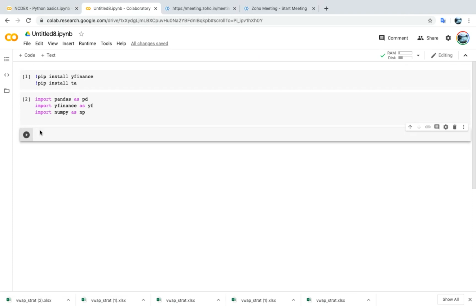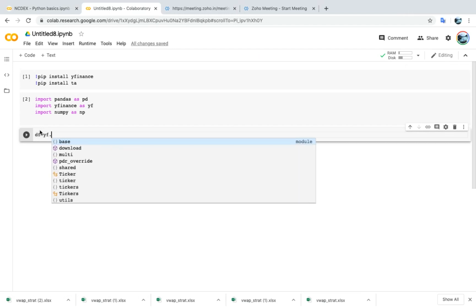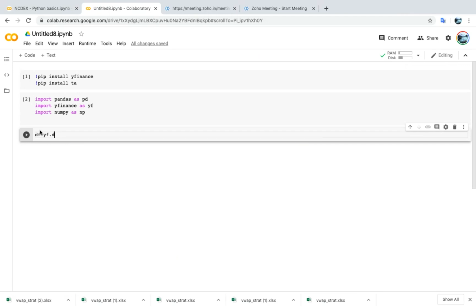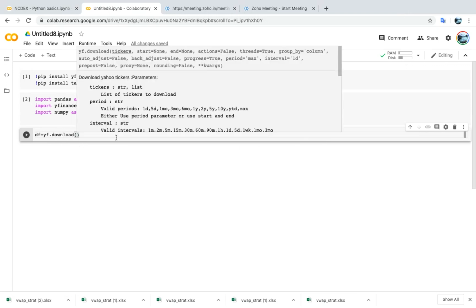Now what is next? We need to import the data. We will take the data again from Yahoo Finance, yf dot. It has a function called download. I hope you remember that. We don't need to remember so many things, because as soon as we put any dot, the environment helps us by showing what functions are available and what attributes we need to pass. So we don't need to worry much about it.